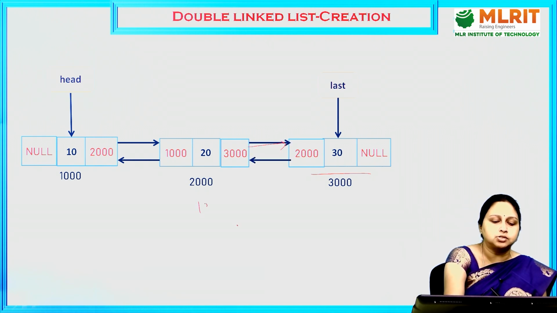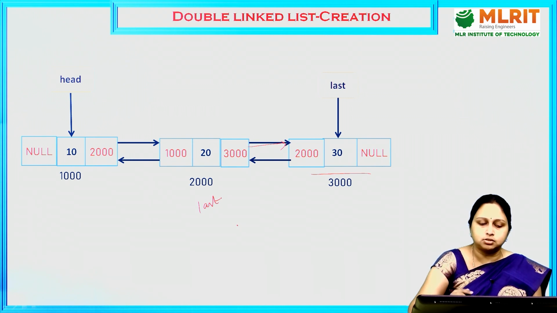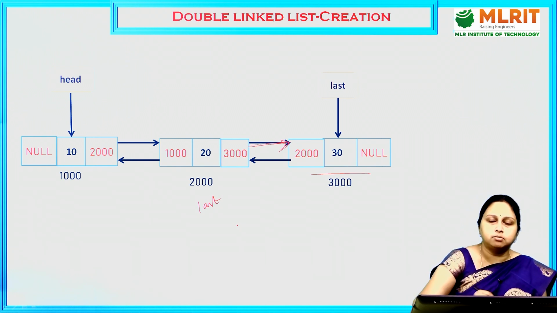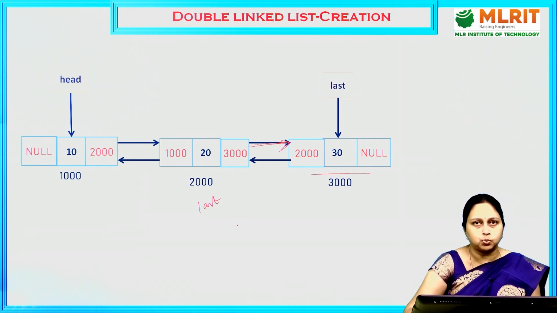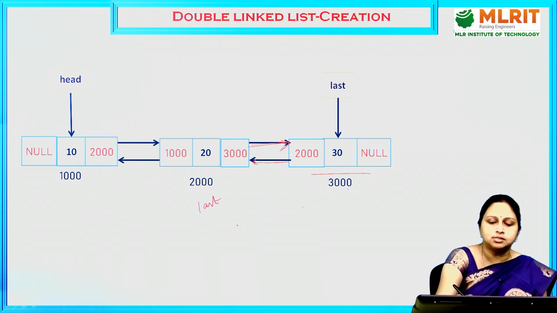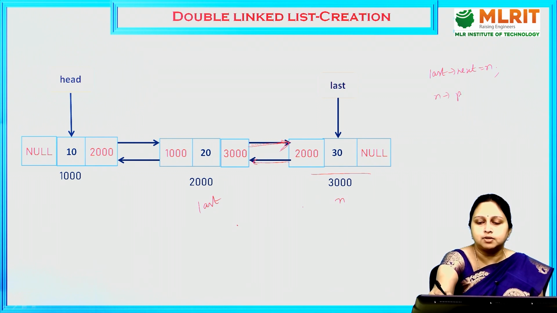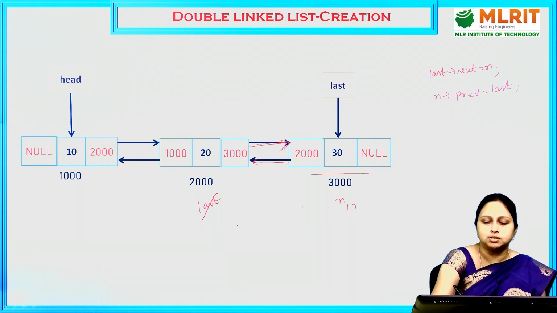Now this is your last node, right? As we have seen in the previous step, this is the last node. Now we need to make the connection for this. This is nothing but this connection: last arrow next equal to n, that is one step. At the same time, when you are going to connect the previous, this is your n node, n arrow. What are the steps we are going to get? Last arrow next equal to n, this is one, and n arrow previous equal to last. At the same time, this node becomes the last node. That means you need to write last equal to n.